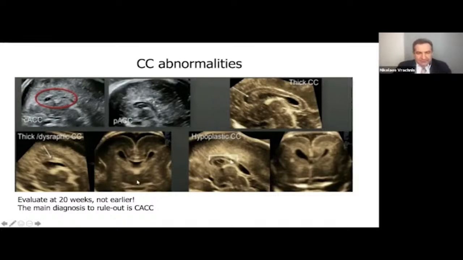And also we see the abnormalities for these two cases on the coronal views, here and here. The corpus callosum should be evaluated at or later than 20 weeks. It's very, very important to rule out the complete agenesis of the corpus callosum, because in partial agenesis, the prognosis, as we'll see, can be better.